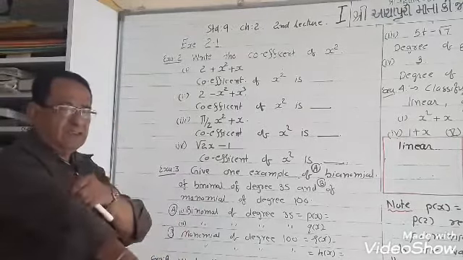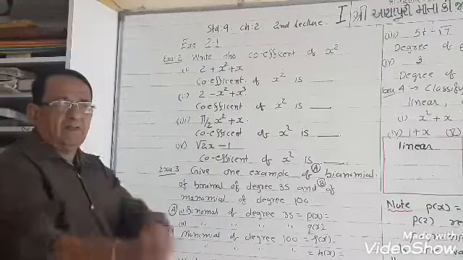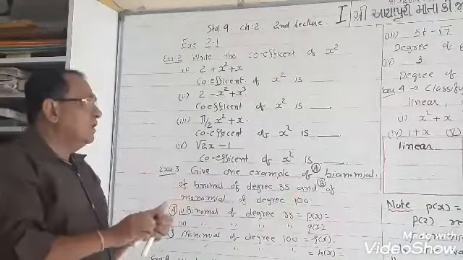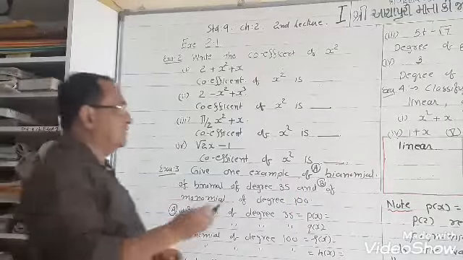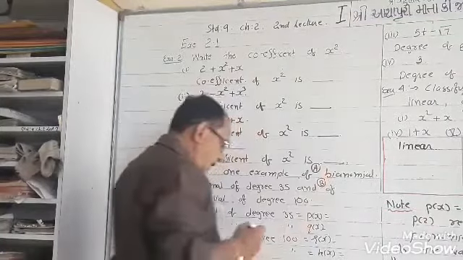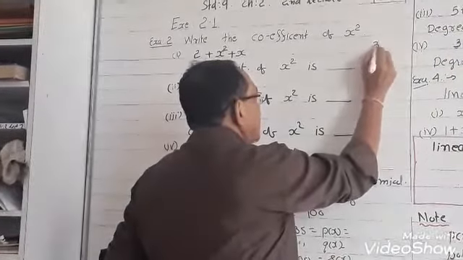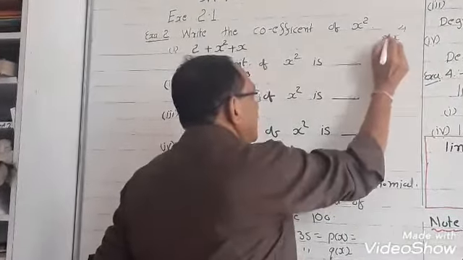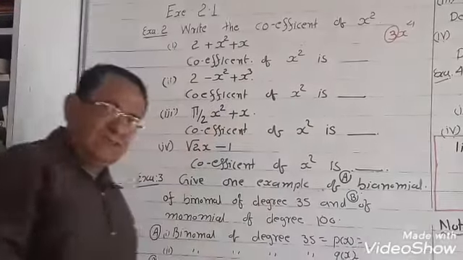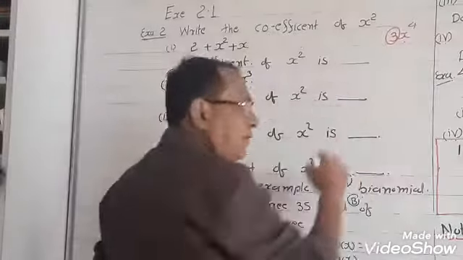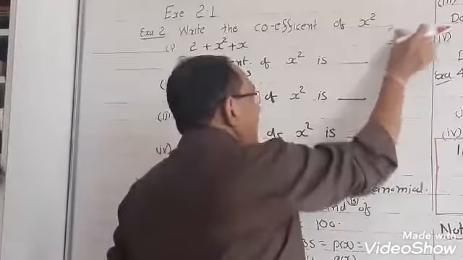What is meant by coefficient? The constant multiplied with the variable is known as the coefficient. Suppose I have written here, on the day I have also explained you, today again I will explain. Suppose 3x raised to 4. Then 3 is your coefficient, x is your variable or base, 4 is the power.